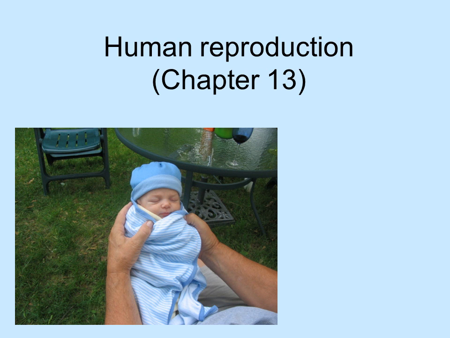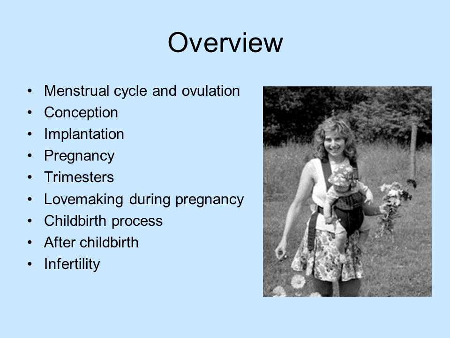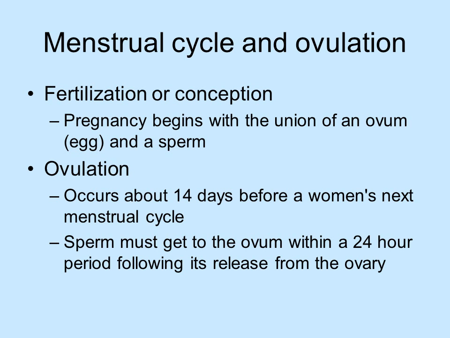Anyways, here is Chapter 13, where we're going to talk about human reproduction. Some of this is a little review from the anatomy and menstruation, stuff like that. The menstrual cycle and ovulation. So, as many of you may or may not know, pregnancy begins with the union of the ovum, which is the egg, and a sperm.